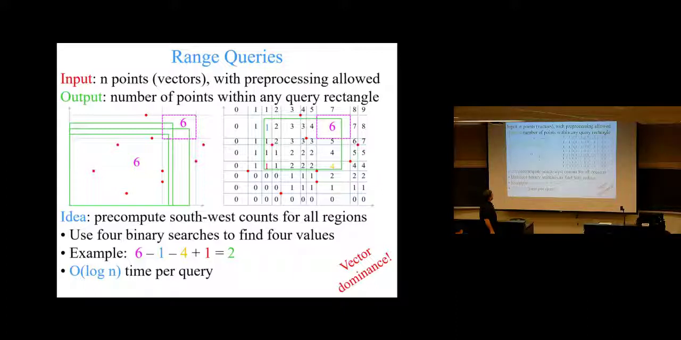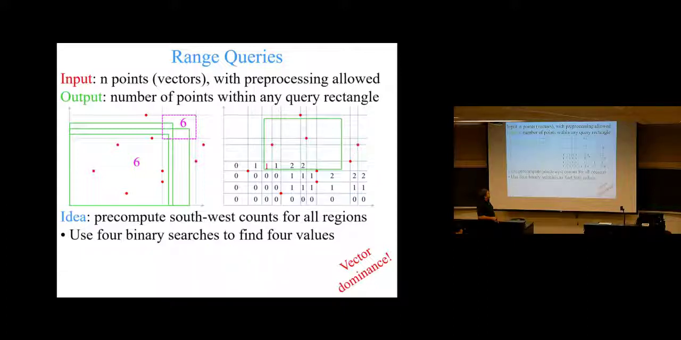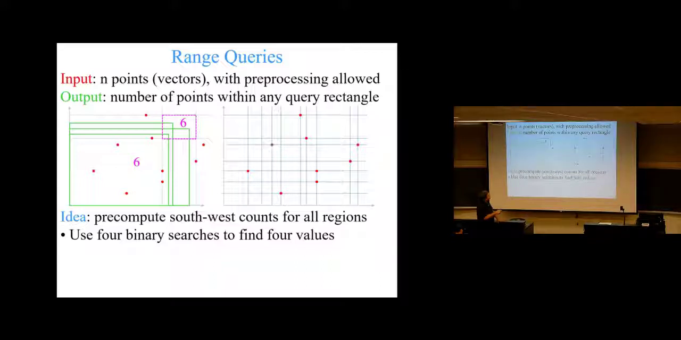Now, the big question here is, how long does this take per query? Once you do all this, remember these blue lines are defined by the point set. Let me just clear out the rest of the text. So these blue lines are defined by the red points. It's basically horizontal lines through all the red points, and then vertical lines through all the red points.